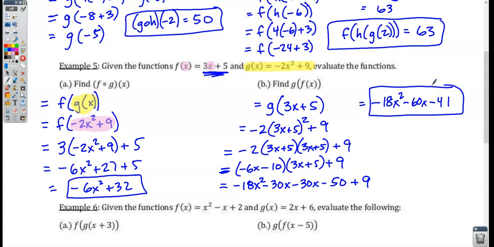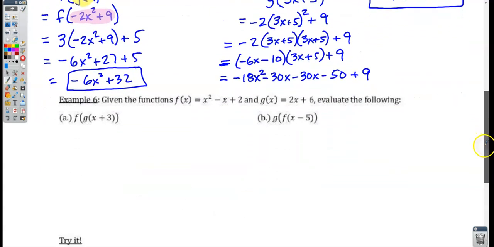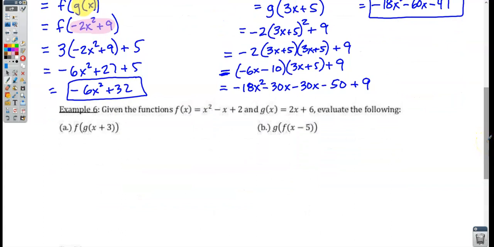All right, continuing on. Example 6. Given the functions f of x equals x squared minus x plus 2 and g of x equals 2x plus 6, evaluate the following. So we're doing f of g of x plus 3. Oh, that's very poetic. So the first thing I want to do is put x plus 3 into the function g in place of x. So I'm going to take this and replace this x with an x plus 3.